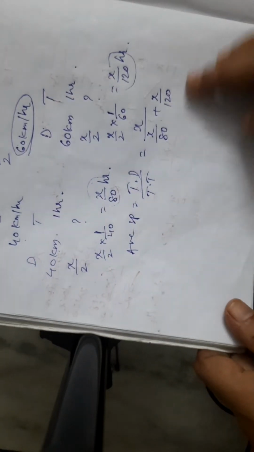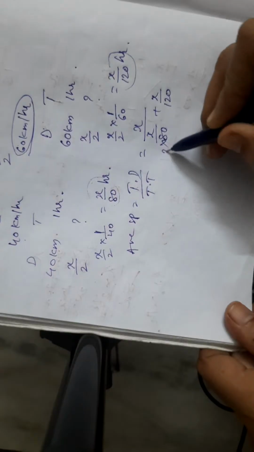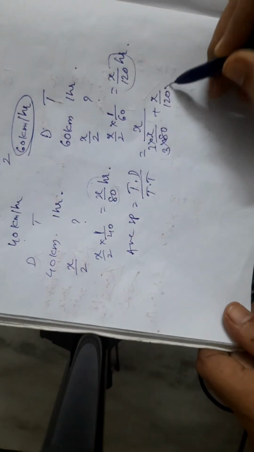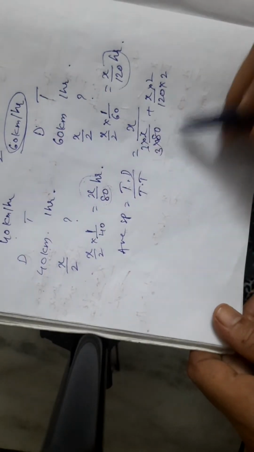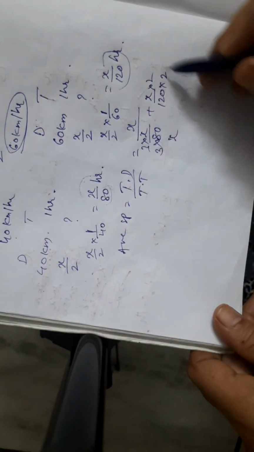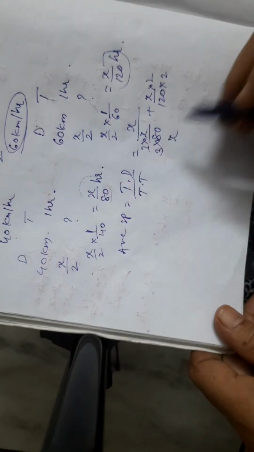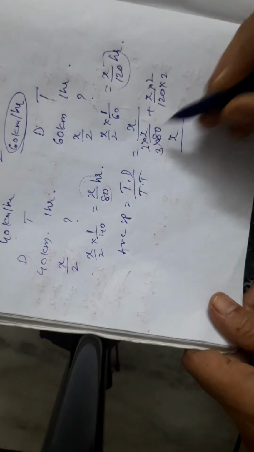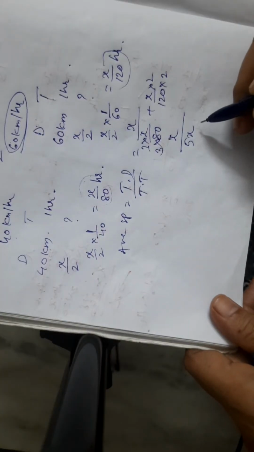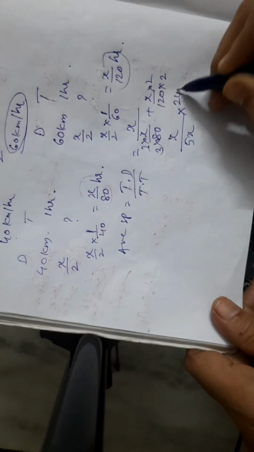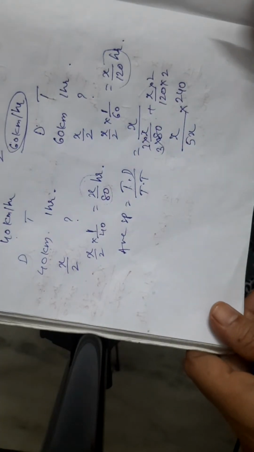Now get the LCM. Here 80 3s are 240 and the same way 120 2s are 240. As this denominator is in division, it will get reciprocal. 3x plus 2x is 5x, whole divided by 240. So that will get reciprocal, and 240 will shift to the numerator.